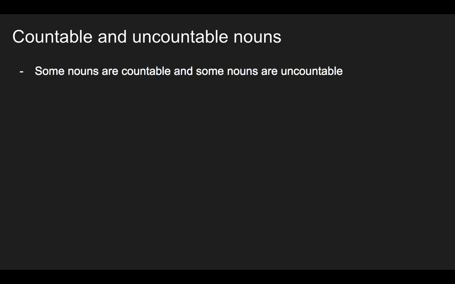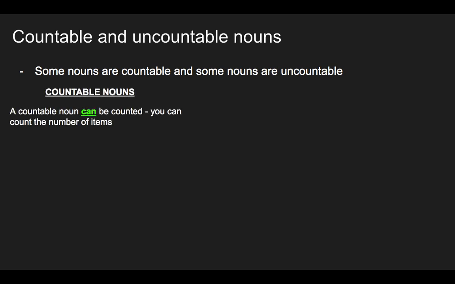Okay, so we can divide nouns into ones that are countable and ones that are uncountable. Countable nouns are nouns that can be counted, things that can be counted. You can count the number of items that there are. So for example, apples. Say, there is one apple on the table. There are two apples on the table. There are three apples. There are four apples. There are some apples. Okay?